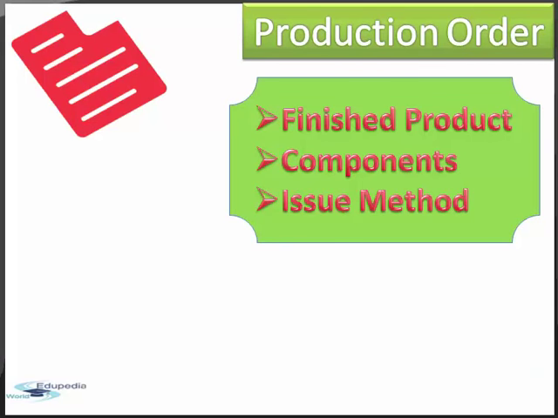The production order is the main document in the production process. Basically, a production order is a command to produce or repair an item. The production order supports the planning and the assembly of the item. It also helps in tracking all the material transactions at each step and the costs that are involved in the production process. The production order records the finished material to be produced, its components, and the issue method.